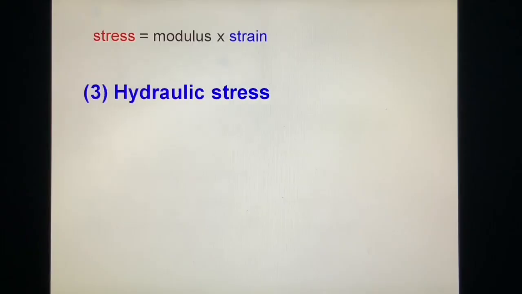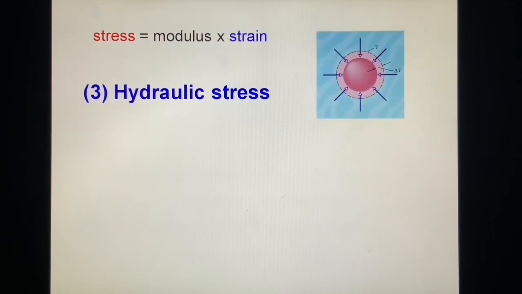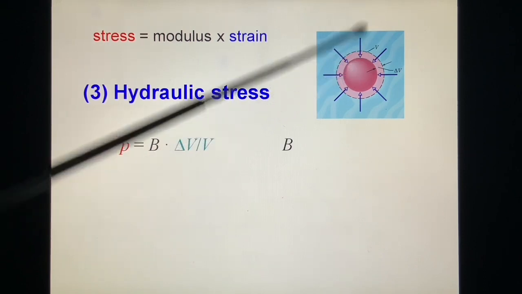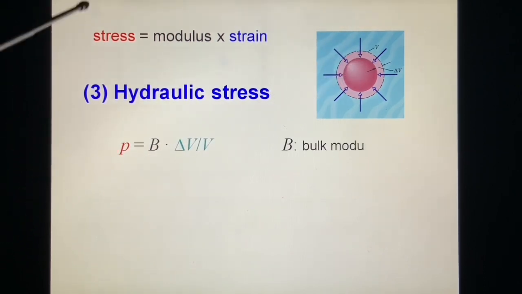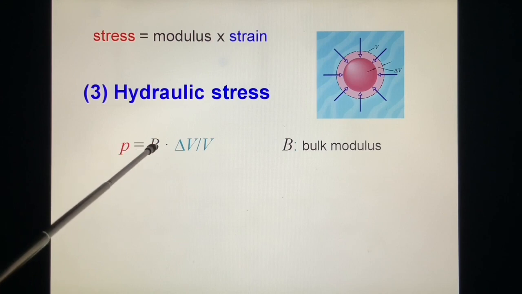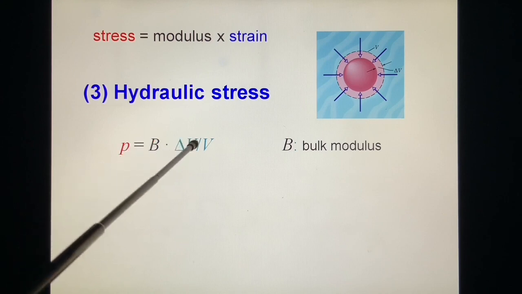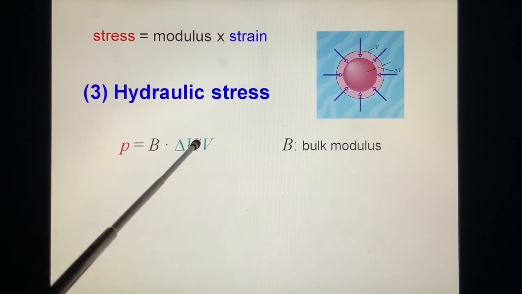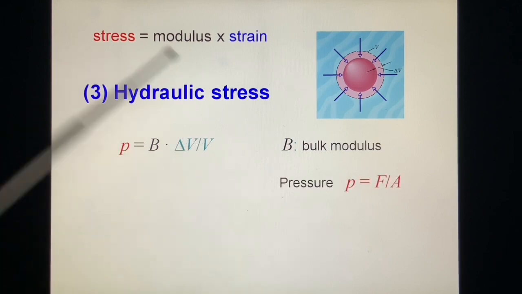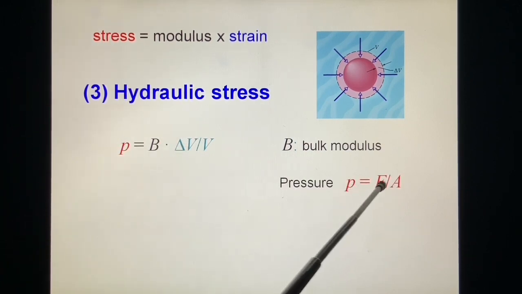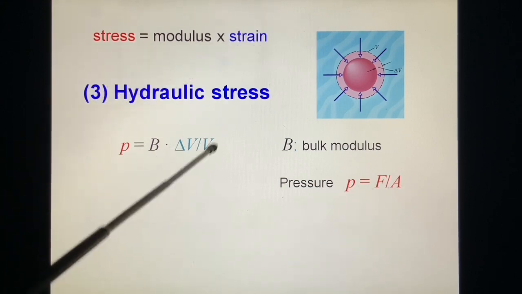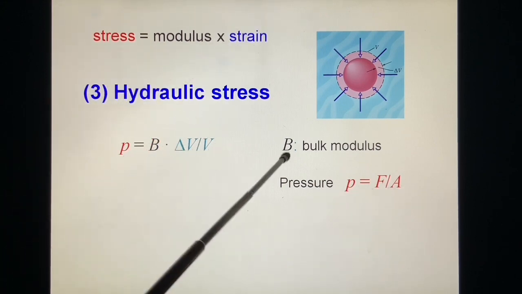Three, hydraulic stress. We know that stress equals modulus times strain. In our case, it's like putting something in a liquid, such as water. The stress is the pressure. The modulus is called the bulk modulus, B. The strain is the relative volume change. So the stress is P, and P is F over A. The strain is the relative change of volume, delta V over V, and B is the bulk modulus.